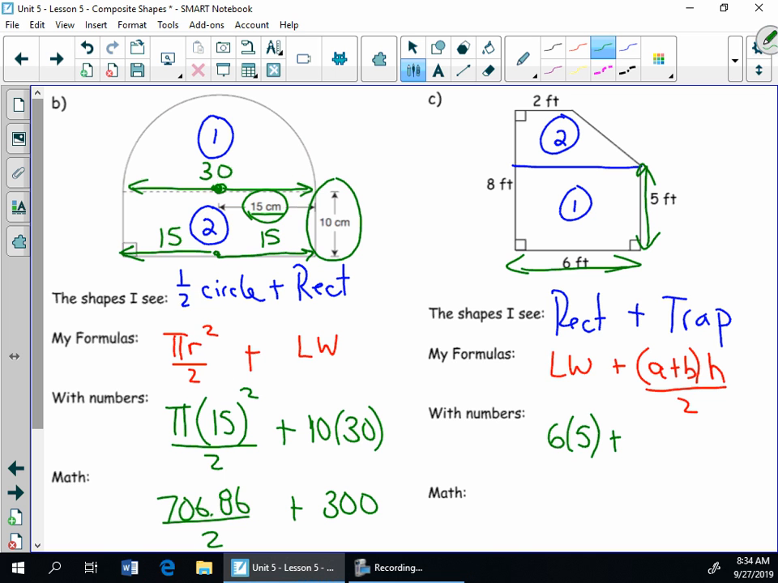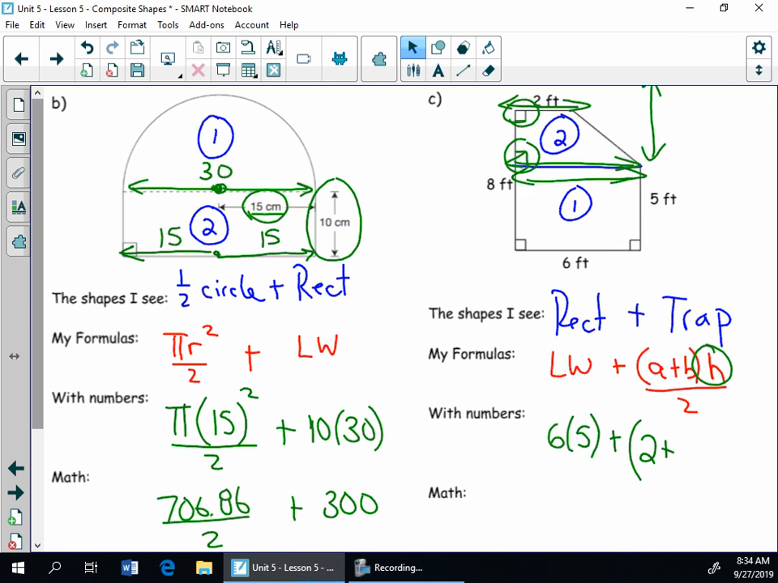plus. Okay, I got the letter h in there, which means I need to find the right angle and the two sides that meet it. Well, here's the right angle, and here's the other one actually. So how big are a and b? Well, a has got to be the top, and b has to be the bottom. So in our case, we got 2 plus the bottom. That's this thing right here, right? The 6.